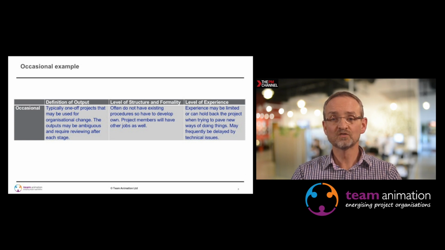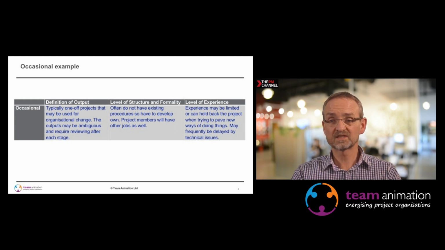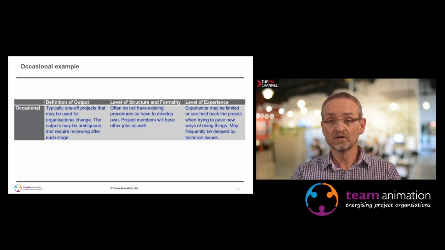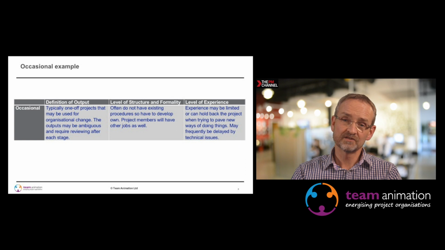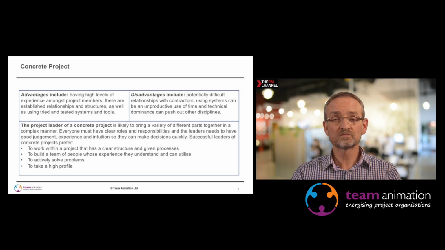So I'm just going to talk through them. You take the occasional one as an example. The level of structure, you often do not have any existing procedures, so you have to develop your own. Project members will have other jobs as well. In terms of level of experience, the experience may be limited, at an individual and organisational level, and can hold back the project when trying to have new ways of doing things. May frequently be delayed by technical issues, these occasional projects. So that's just to give one example around the occasional.